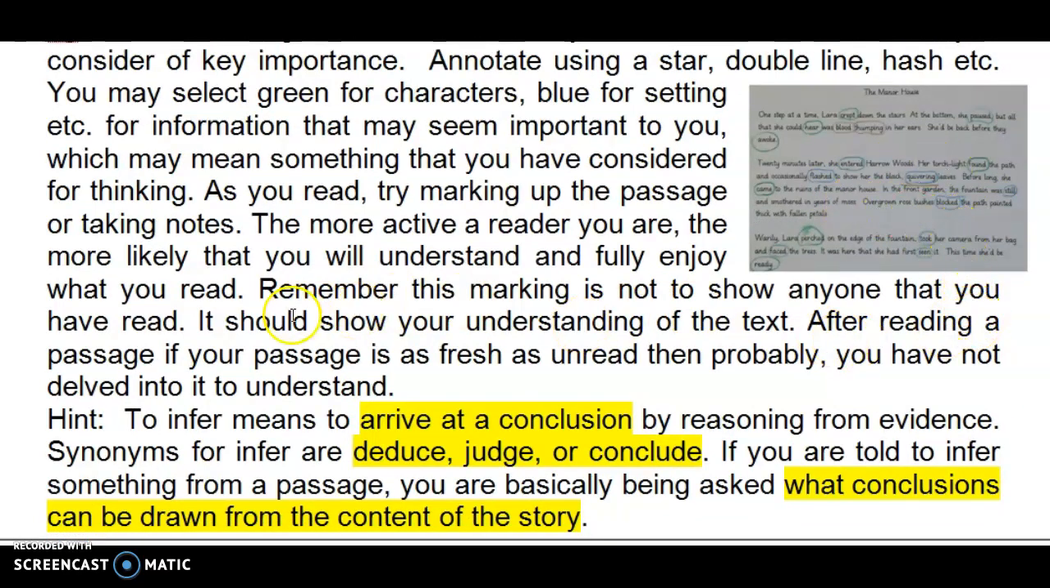And if you have finished reading and your passage looks as fresh as if you have not read it, then definitely you have not delved deeper into it in order to understand.